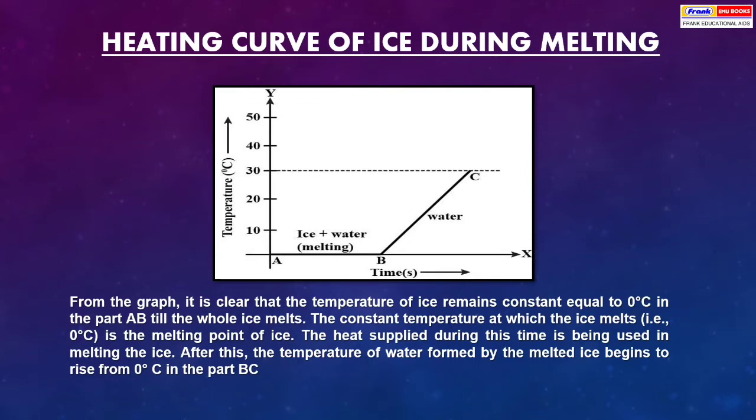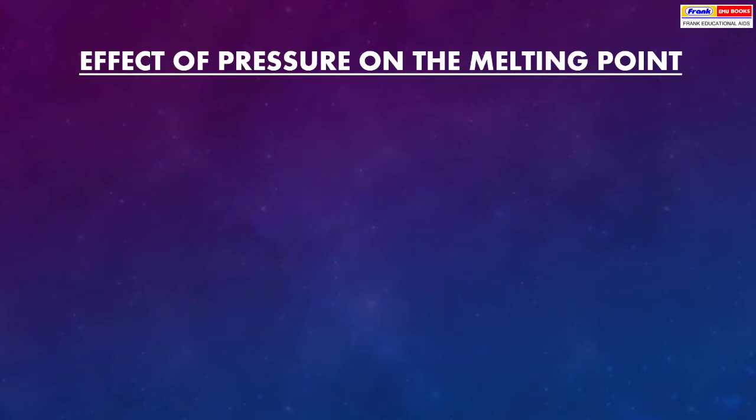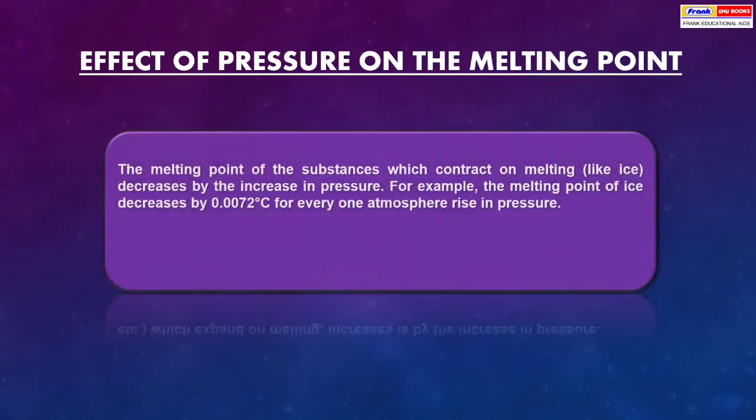in the part BC. Effect of pressure on the melting point. The melting point of substances which contract on melting, like ice, decreases with the increase in pressure. For example, the melting point of ice decreases by 0.0072 degrees Celsius for every 1 atmosphere pressure rise.